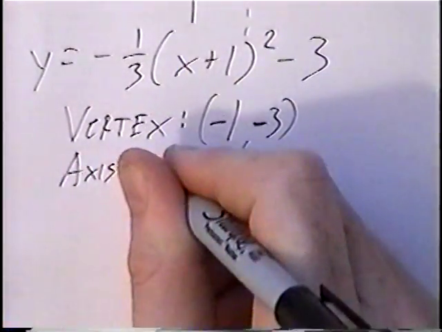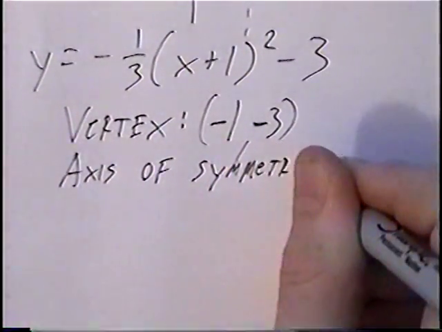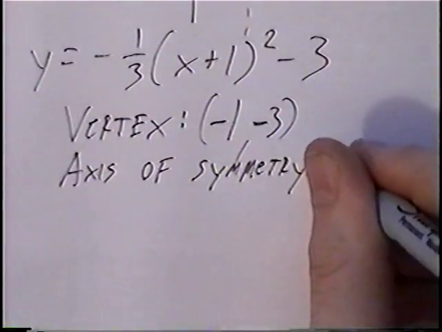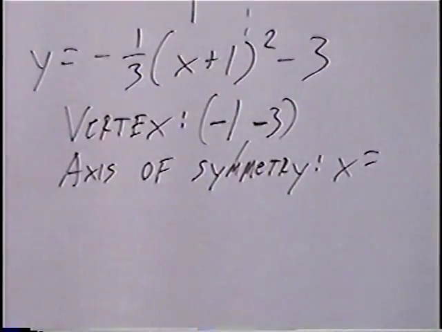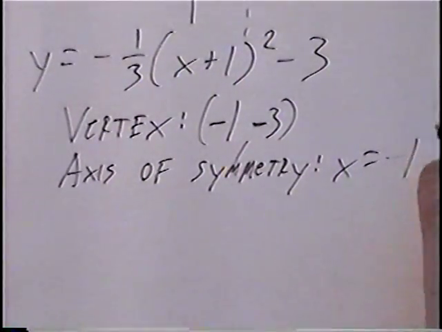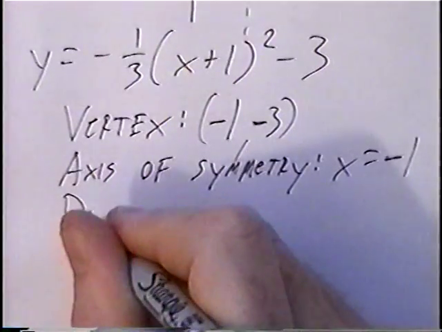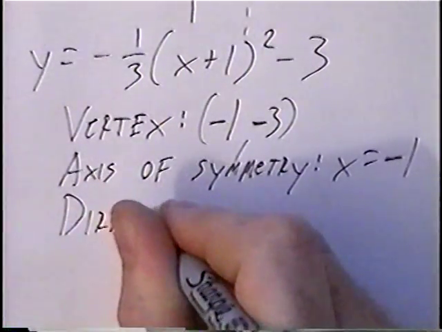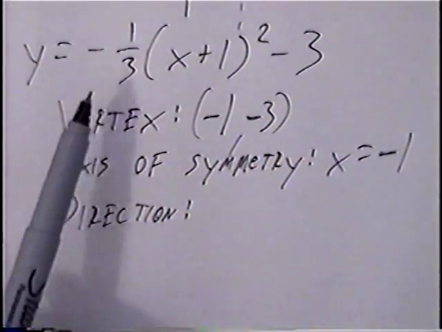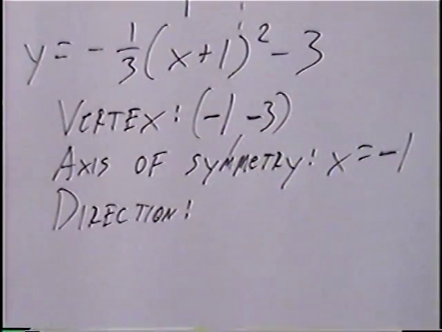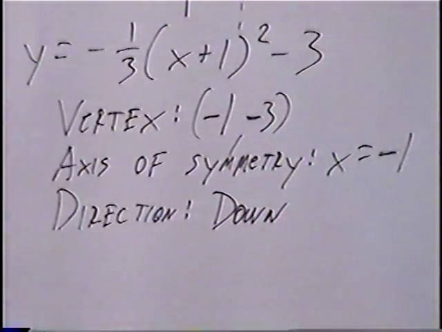The axis of symmetry: x equals the same coordinate as the vertex, or the same value as h. x equals negative 1. And last part, direction. Looking at the value of a, or the number in front of the parentheses, negative 1/3, the direction of this graph would go down.